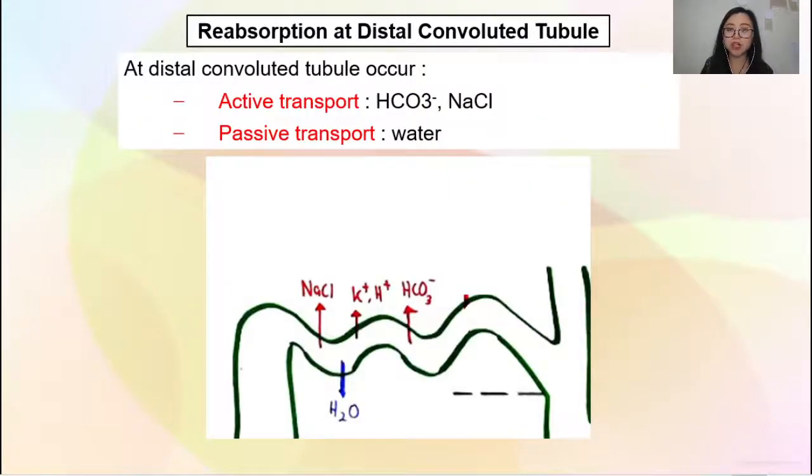At the next part of the nephron, the distal convoluted tubule, there will be active transport reabsorption of bicarbonate ion, which is HCO3 negative, and also sodium chloride. Itu potassium dengan hydrogen pun adalah kena serap sikit-sikit. Tapi lebih banyak active transport reabsorption, NaCl, and HCO3 negative. And there will be passive transport of water. Water will also be reabsorbed at distal convoluted tubule, but via passive transport.